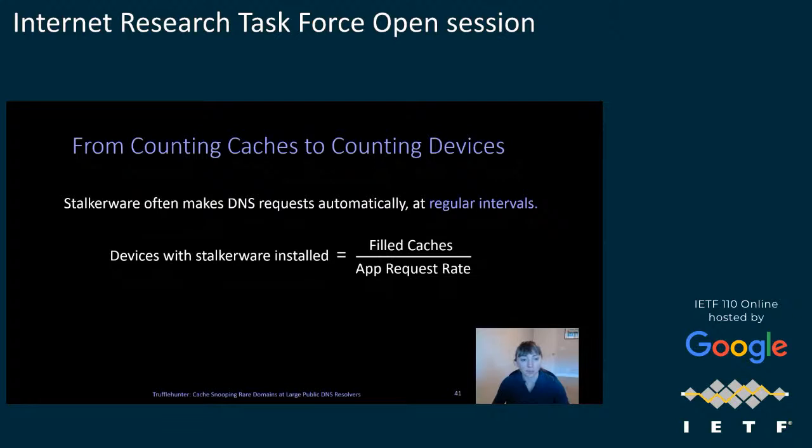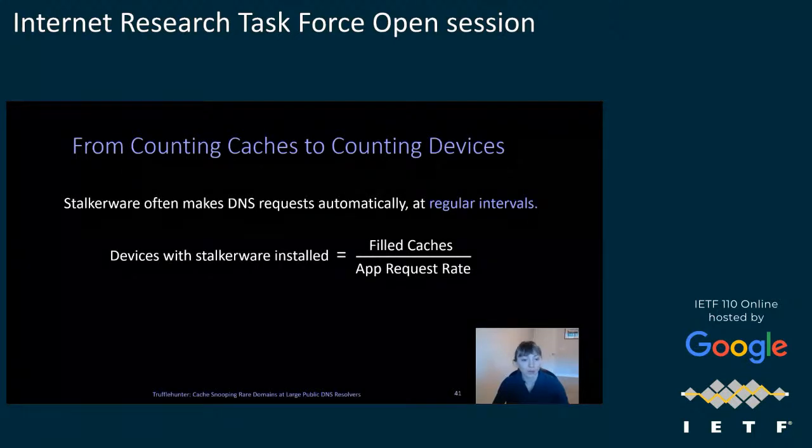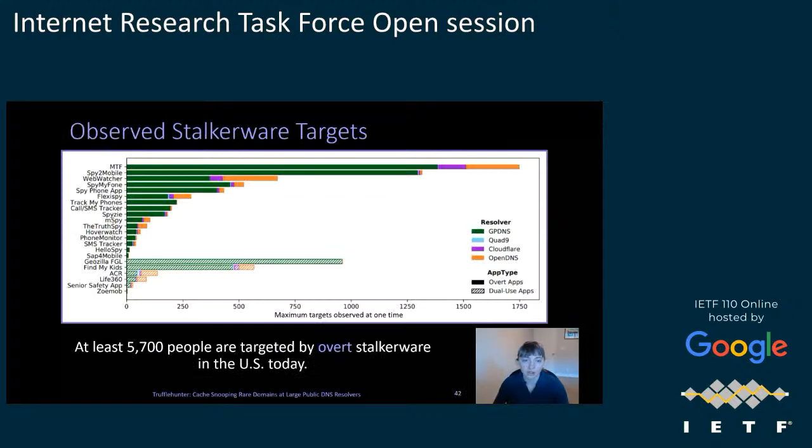Stalkerware is a really good use case for figuring this out, because it's often installed without the user's knowledge. So it has to make its DNS requests automatically without any user interaction. And that means it often makes them at regular, predictable intervals. So if you want to know how many devices have stalkerware installed, all you have to do is measure that request rate and then divide the number of filled caches you see by the request rate of the app. That's the technique that we use to come up with this figure here.